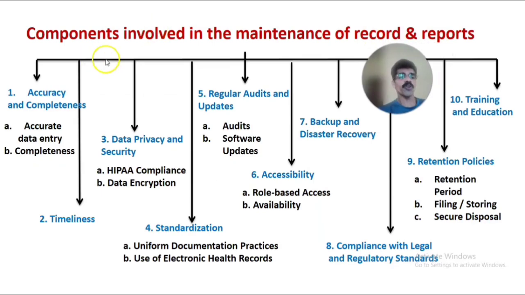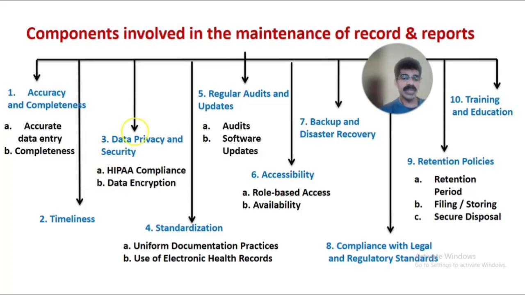Okay. So far we have discussed the important components involved in the maintenance of records and reports. There are 10 important components we have discussed. First one is accuracy and completeness. That includes accurate data entry in the medical and health record, and complete entry of the patient data, that is completeness. Then timeliness. Soon after the information is collected from the patient, or soon after the procedure, it has to be recorded. Delay will lose the data, or we may forget the information we have collected from the patient.